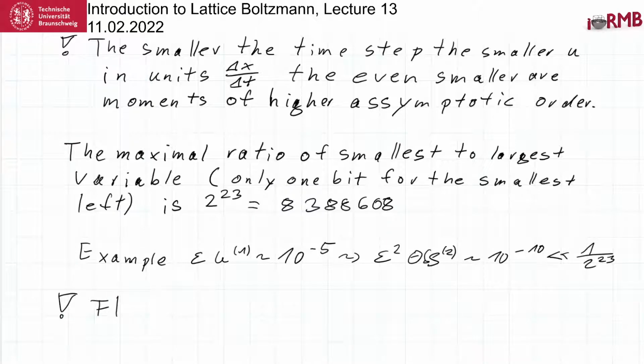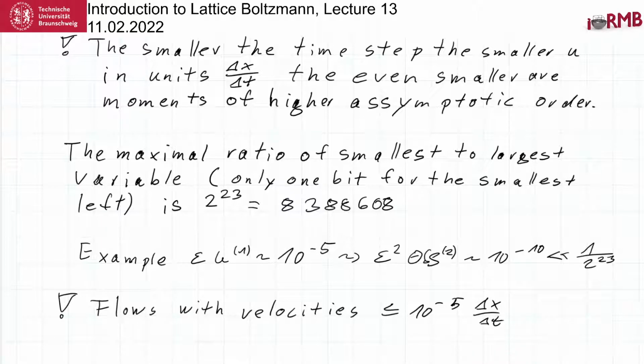which means that in this kind of simulations, flows with velocities that are smaller or equal to 10 to the power of minus 5, for example, delta x by delta t, these flows have no detectable pressure, or variation in pressure.